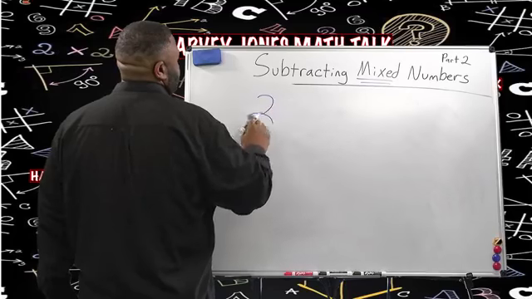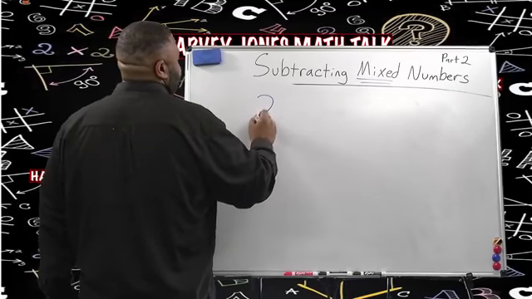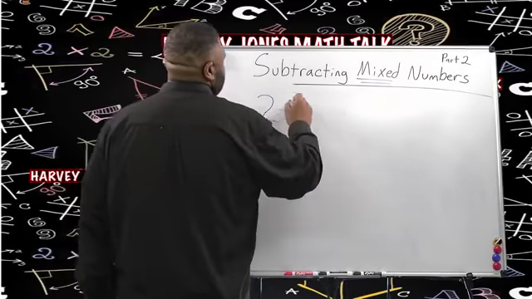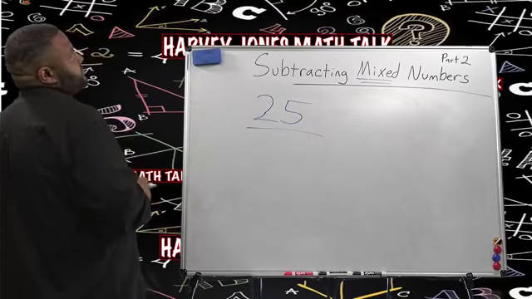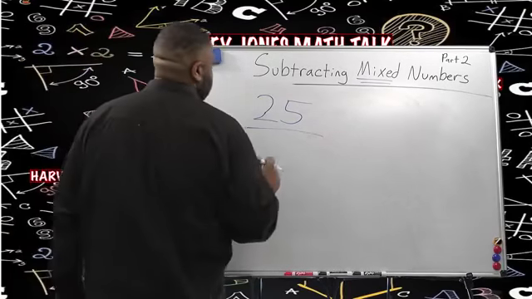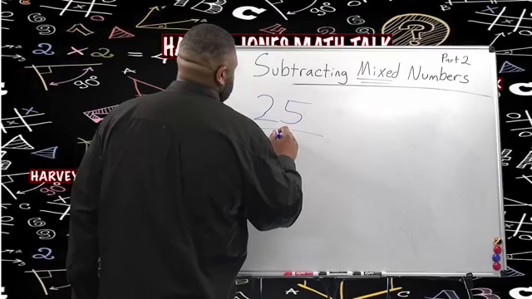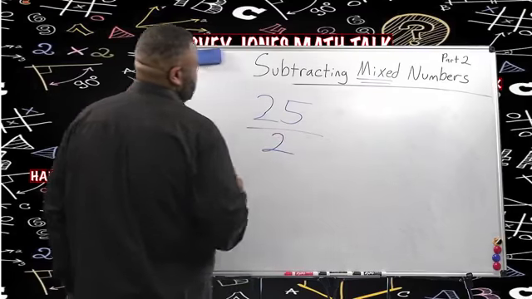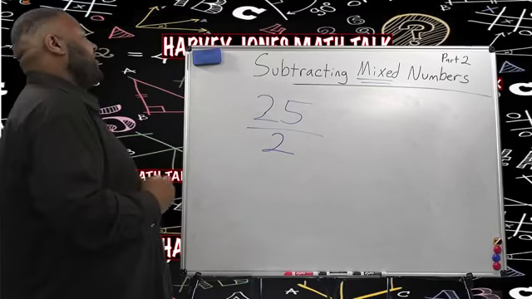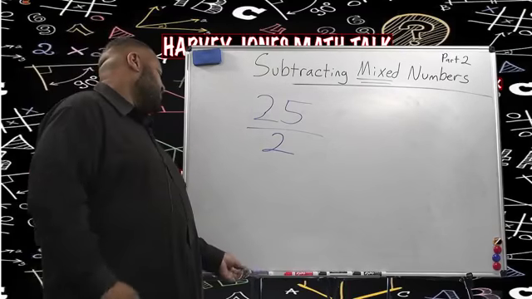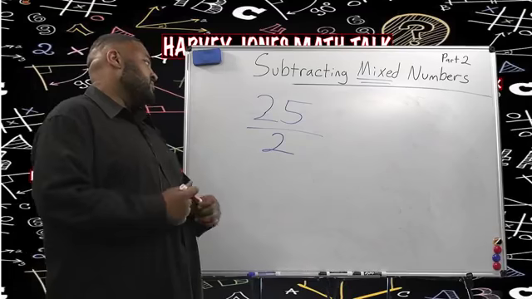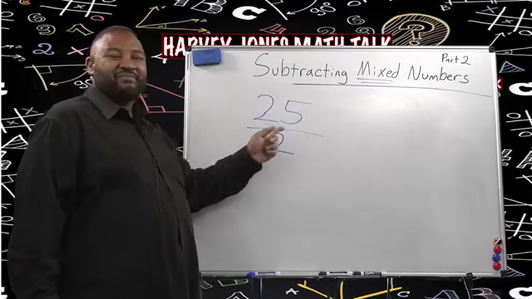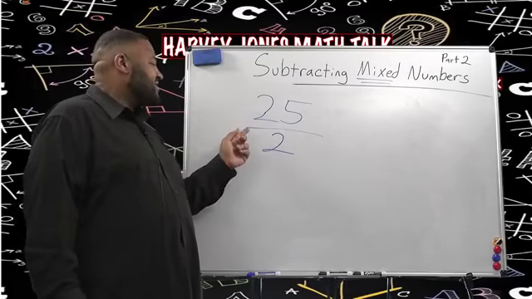Put that in your notes. 25 over 2. What are you going to do with that one? This is our division bar. This line is a division bar.